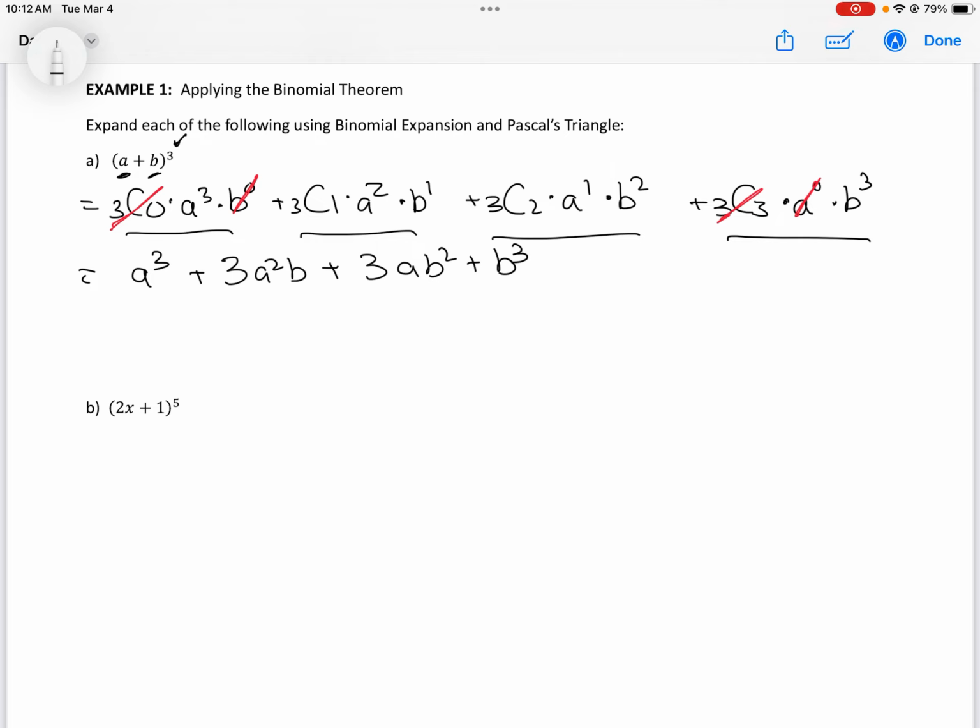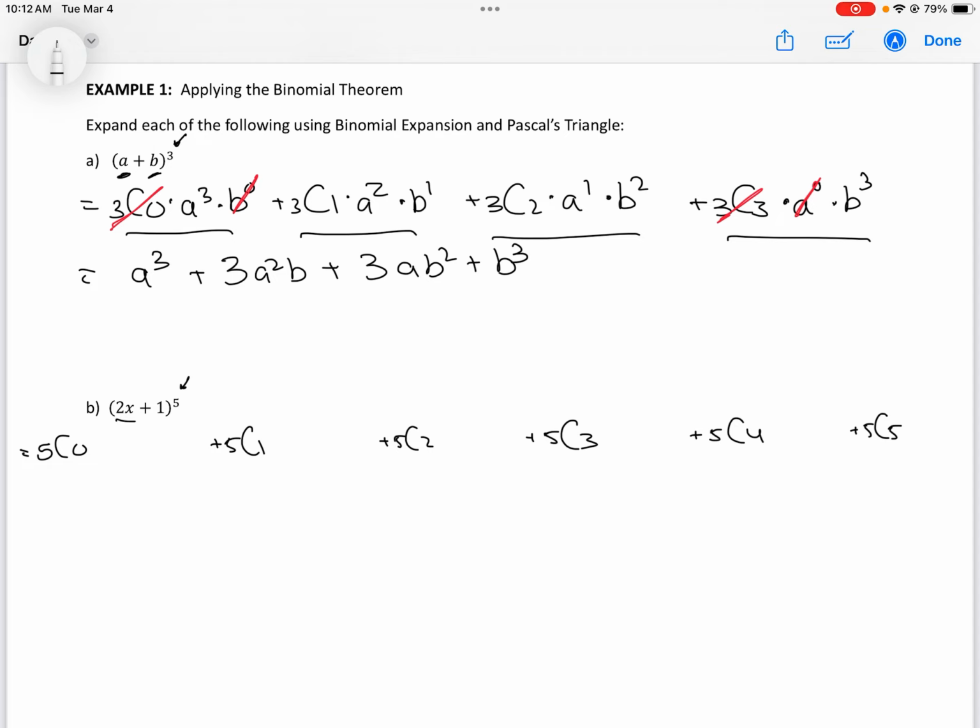Now let's take a look at an expansion with a little bit more work. (2x + 1) to the exponent 5. So let's start with the choose function. 5 choose 0, 5 choose 1, 5 choose 2, 5 choose 3, 5 choose 4, 5 choose 5. And if you count, there are 6 terms.